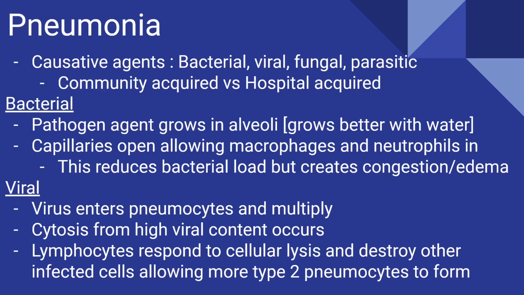Viral pneumonia is a little bit different. The virus is going to enter the actual pneumocytes, the actual cells of the alveoli, multiply, and then lyse the cell, destroy the cell. So what these lymphocytes are going to do is they're going to respond to these cells exploding, and they're going to go and try to dismantle the cells that are infected and try to control the virus.